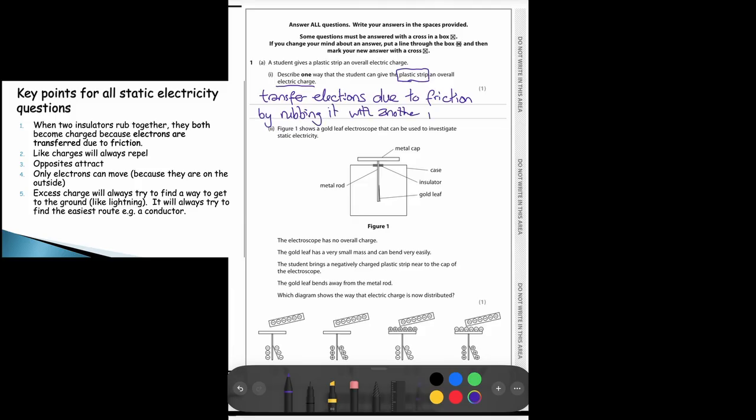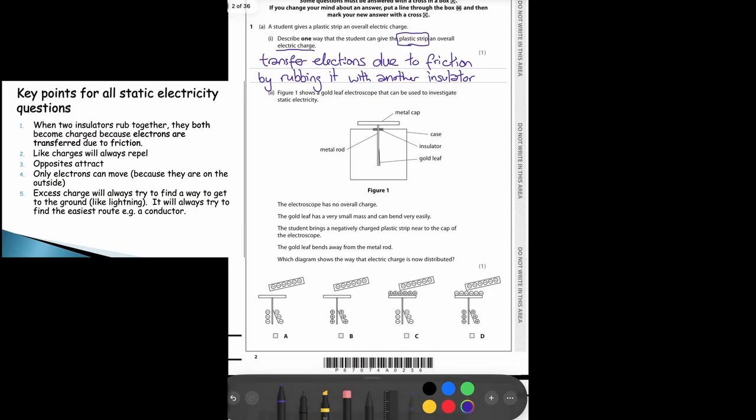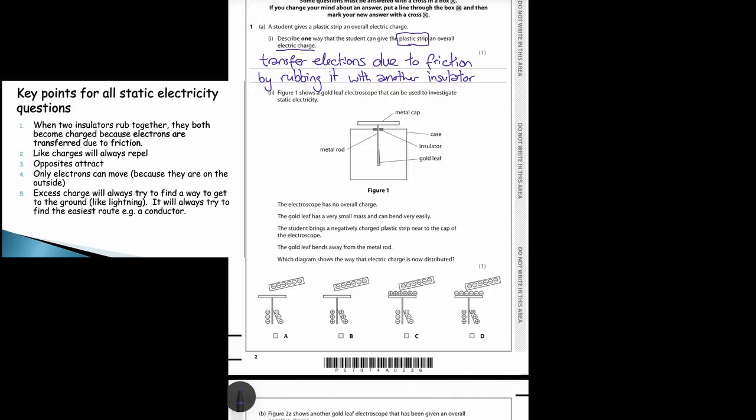Okay, so then looking at the next part of the question is, are there any of those points that are going to be tested in this next part over here? So it says the electroscope has no overall charge. So if it's got no overall charge, I know it must have the same number of protons and electrons, or the same number of positive charges and negative charges. If I'm bringing a negatively charged plastic strip to the cap of the electroscope, it says the gold leaf is going to bend away. So then what's going to be the reason for that?